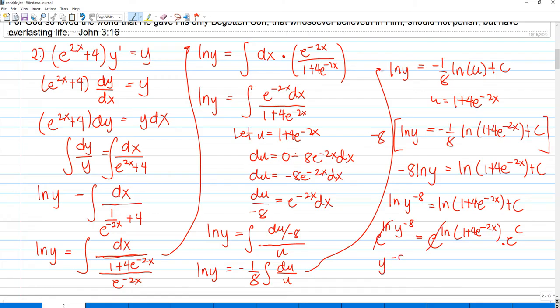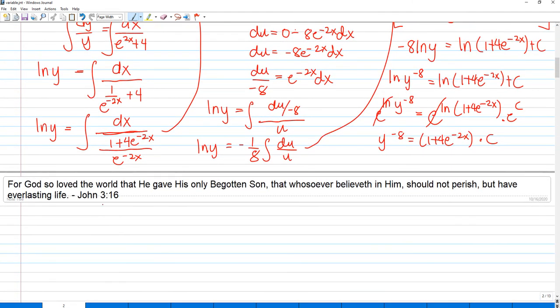So we have y raised to negative 8, and then we have 1 plus 4e raised to negative 2x, and then we have c here. Okay? And then if we bring down 1 over y raised to 8, that would be the solution, multiplied by c. So if I multiply both sides by y raised to 8 and divide by c, I can eliminate c here.